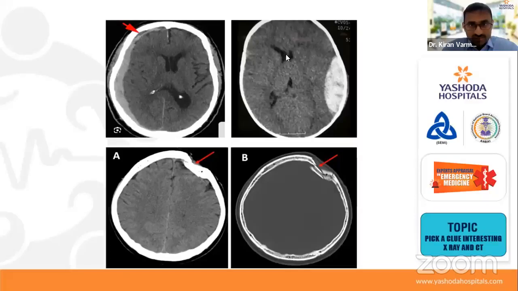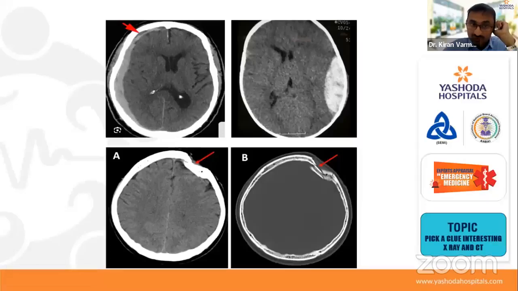Okay, there are many answers, like concave, convex. The best answer is that SDH will cross the suture line. If you see the other side, this is EDH. EDH will not cross the suture line. SDH will cross the suture line. But when we were doing our PG, we used to remember like this: EDH means biconvex and idli shaped. SDH is like a dosa shape.